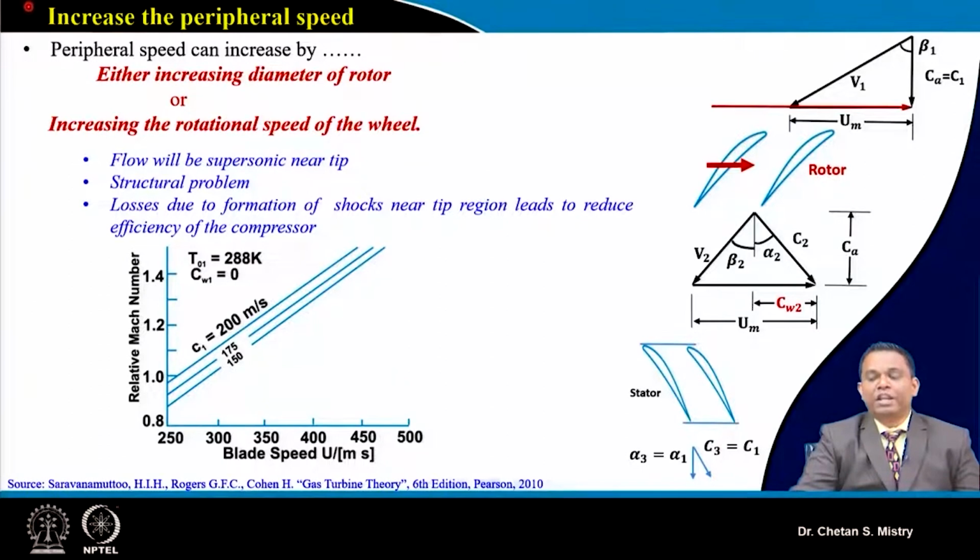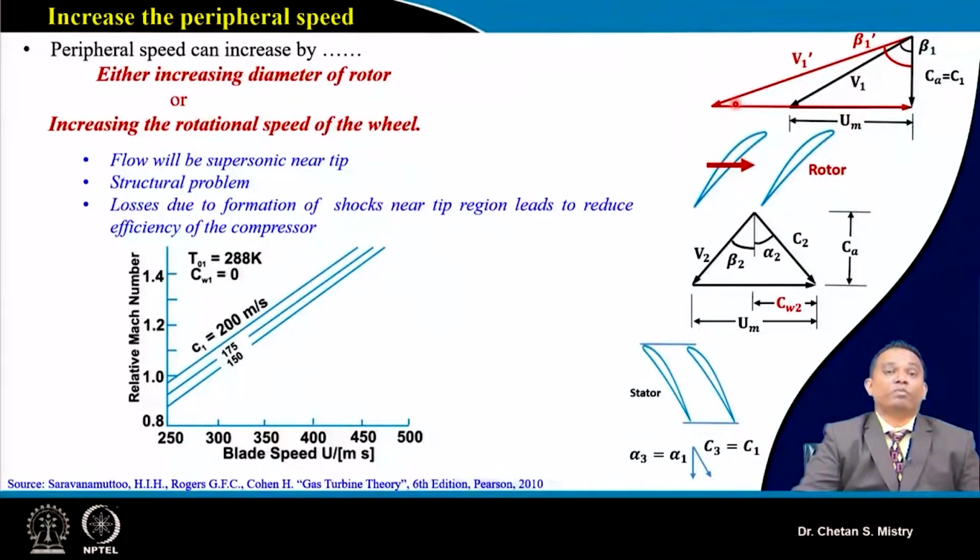Now in order to understand that part, let's consider we are increasing our rotational speed. What will happen? Because of the increase of our rotational speed, my relative velocity is going to be higher. At the same time, our beta 1 dash will be higher. If this flow is incident on my rotor blade, at the exit also we will have our relative velocity coming to be larger. Here in this case we are assuming our axial velocity to be constant.